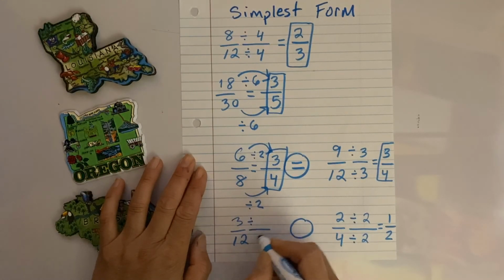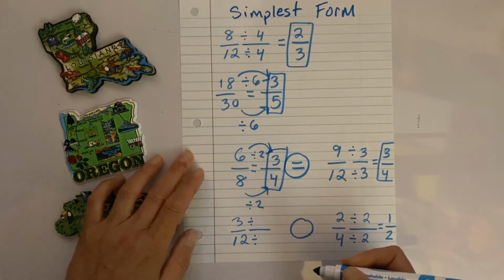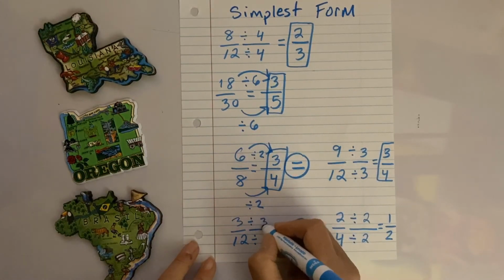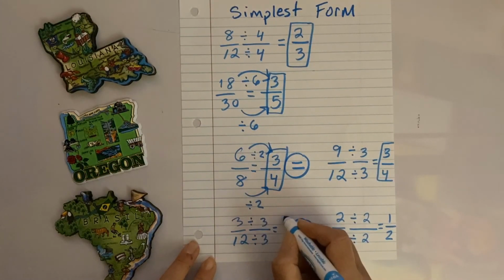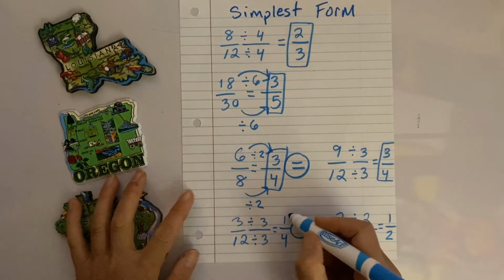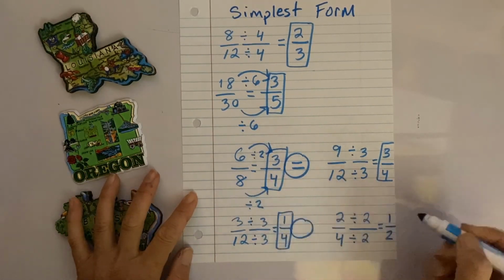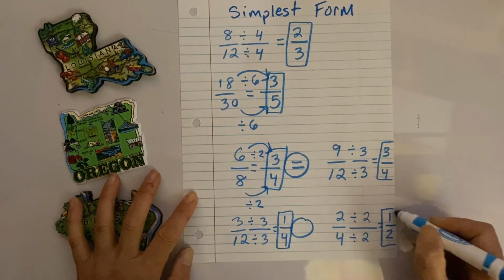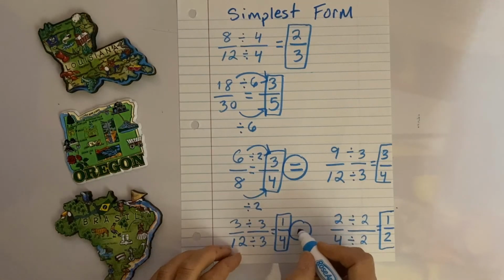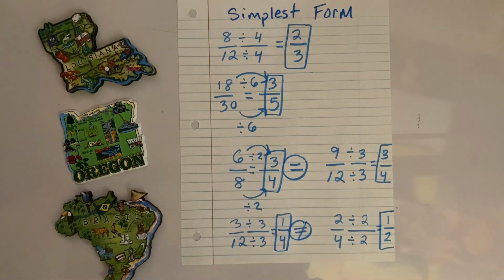What can I divide 3 by that I can also divide 12 by? Well, they can both be divided by 3. So on this side, I will get 1/4. So the simplest form over here is 1/4. Simplest form on this side is 1/2. Are they equivalent? They are not equivalent.